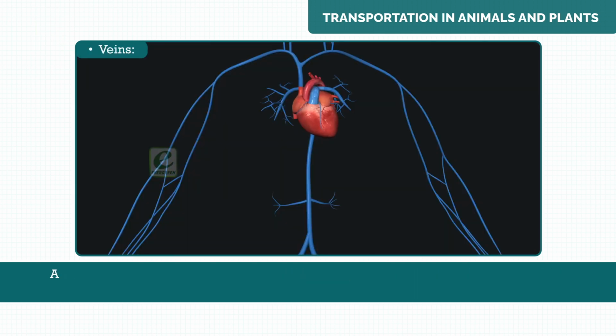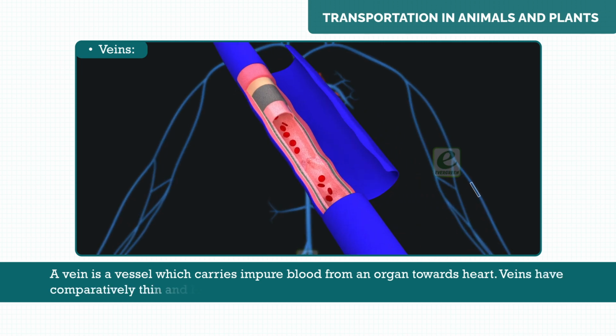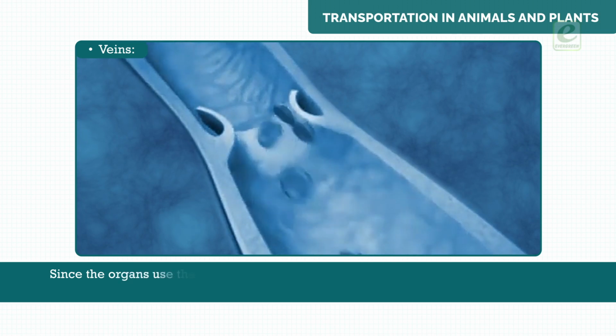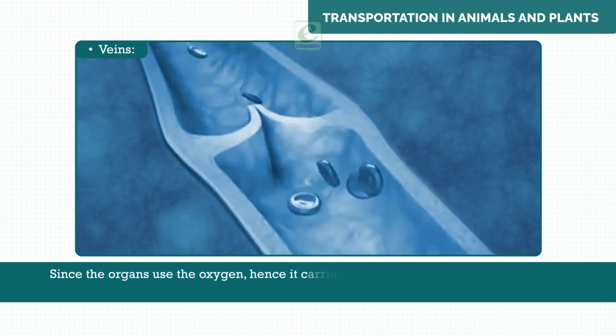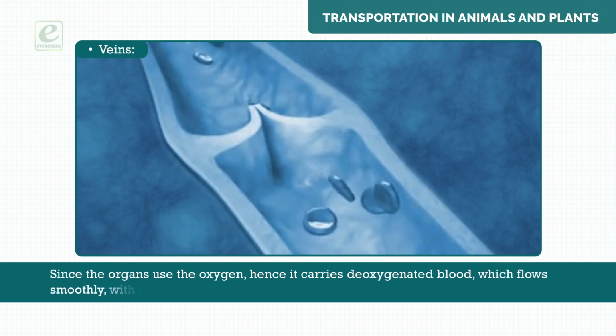Veins. A vein is a vessel which carries impure blood from an organ towards the heart. Veins have comparatively thin and less muscular walls. Since the organs use the oxygen, it carries deoxygenated blood, which flows smoothly without jerks.